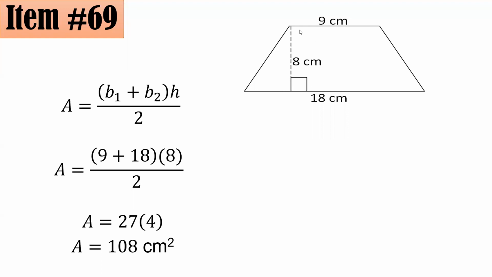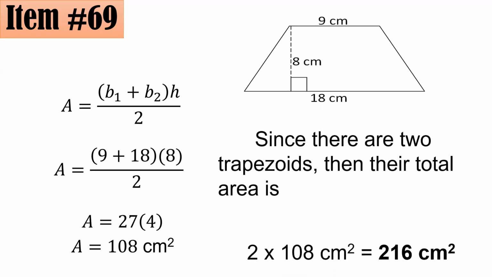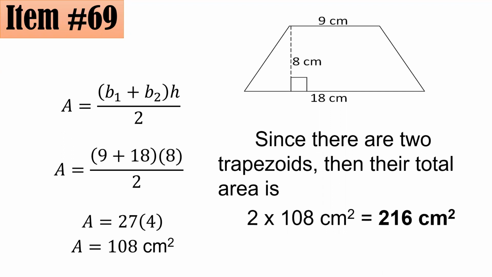So the area of this trapezoid is 108 centimeters squared. However, since we have two identical copies, no? This means that the other trapezoid will also have an area of 108 centimeters squared. That's why multiplying this by 2, so 2 times 108 centimeters squared will give us 216 centimeters squared, which is letter B.